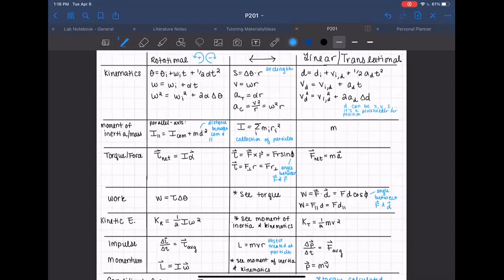I'm sorry, really quick, just a clarification on one of your symbols here for the moment of inertia under rotational motion. The two lines, that's resembling the parallel axis? Yes. Is that what that is? Yeah. Okay. Great.